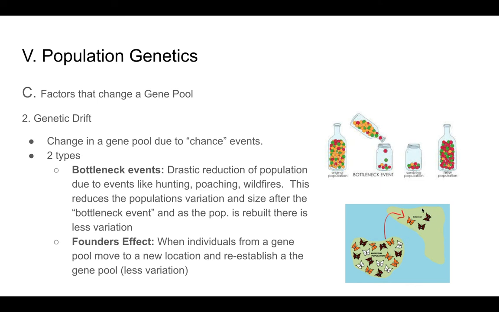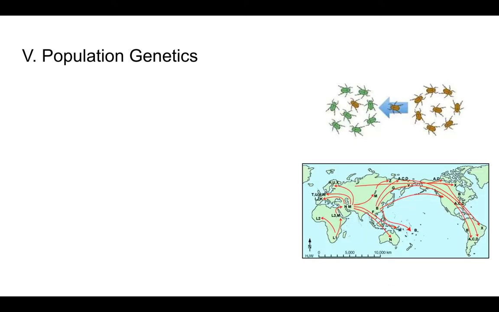And so even if we look at who is sort of transposed over to a new landmass, the white butterfly is completely gone. And so as these now begin to interbreed, that white butterfly won't necessarily be in the population like it was originally. So when individuals from a gene pool move into a new location and reestablish a new gene pool, a lot of times that creates less variation in the newly created gene pool as well.